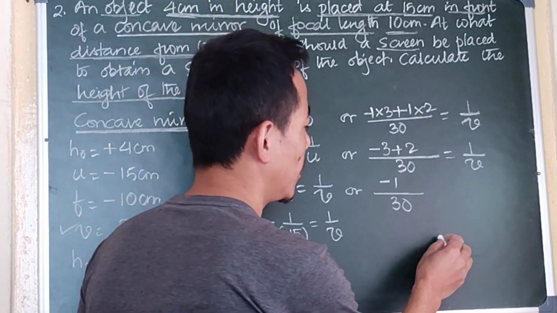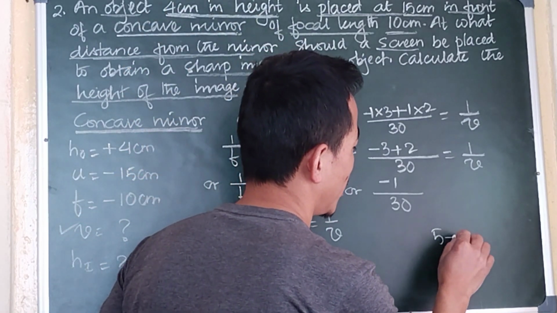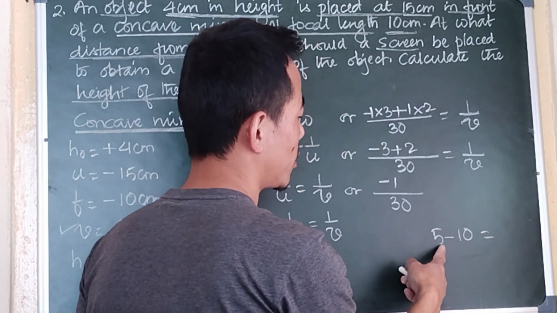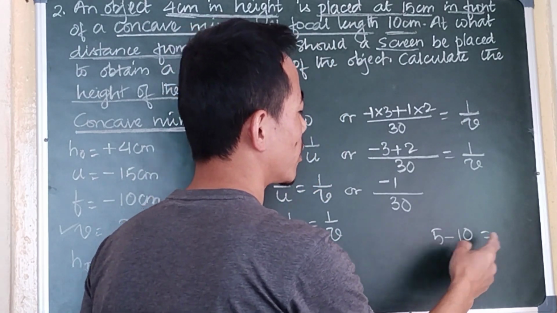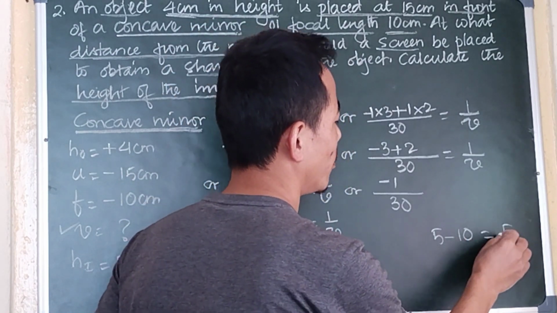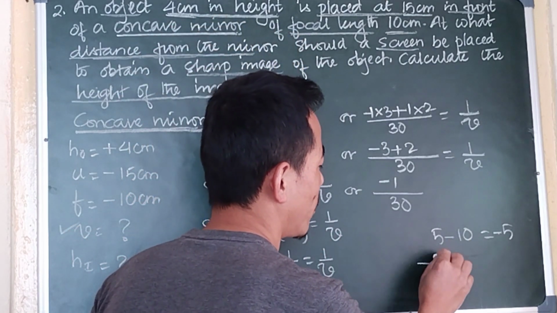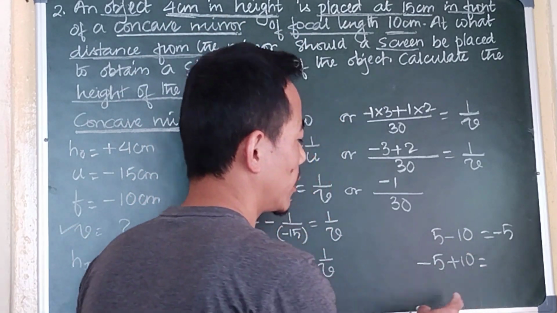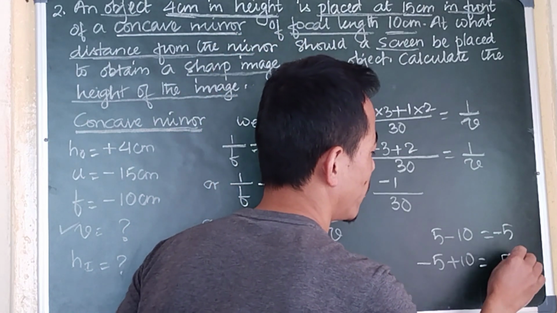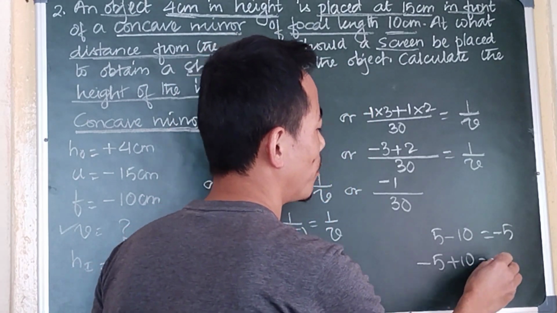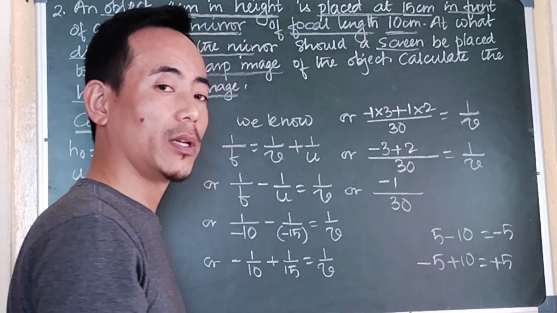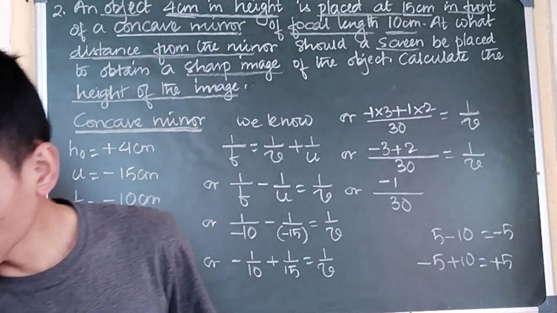For example, if you have 5 and -10. So this is +5, this is -10. So difference will be 5. So sign will be minus because 10 is greater than 5. Same thing, if you have 5 plus 10, you will take the difference. Difference will be 5. Now the sign will be plus because 10 is greater than 5. So this is how you have to do it.